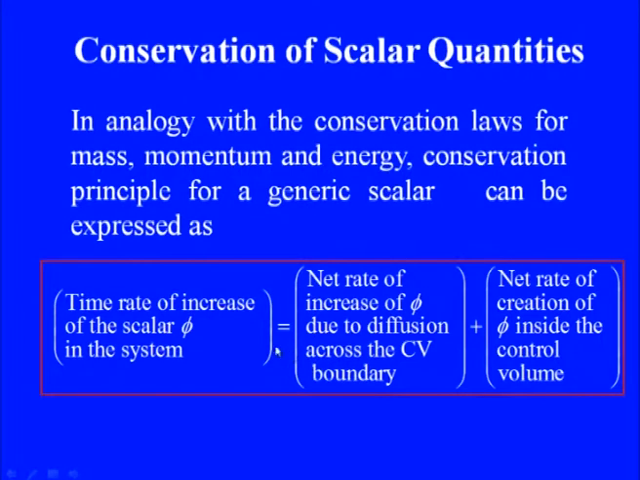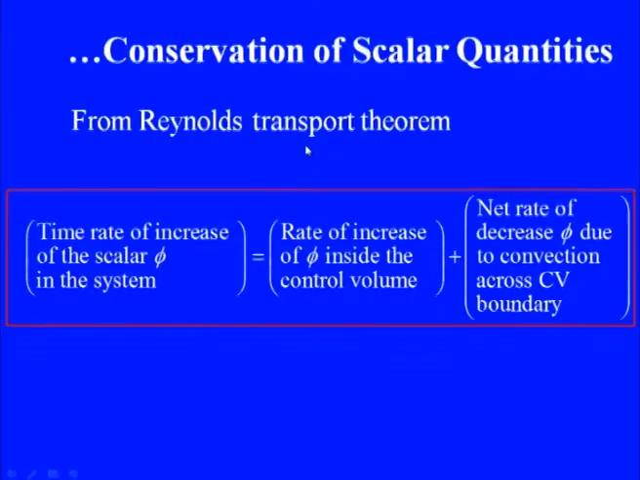For a generic scalar, we can say the time rate of increase of a scalar phi is because of two things: net rate of increase of phi due to diffusion across the CV boundary plus net rate of creation of phi inside the control volume. Now, we can invoke the Reynolds transport theorem to convert the rates for a system to that of a control volume. The time rate of increase of a scalar in the system is equal to rate of increase of phi inside the control volume plus net rate of decrease of phi due to convection across the CV boundary.